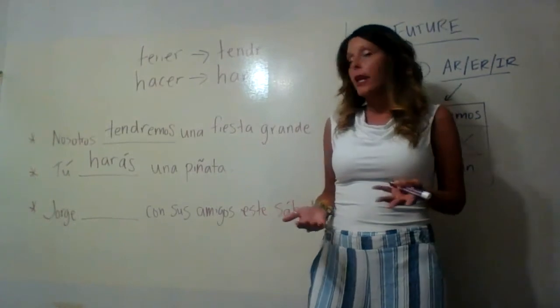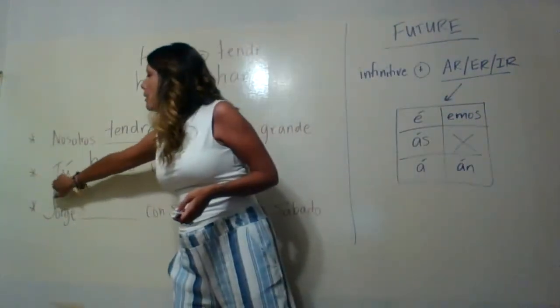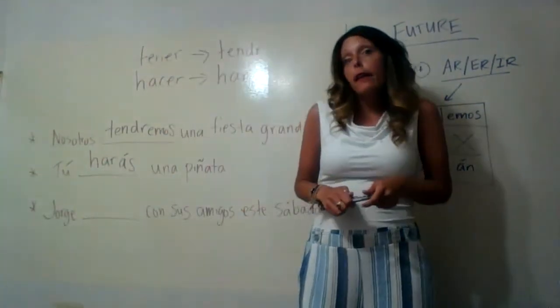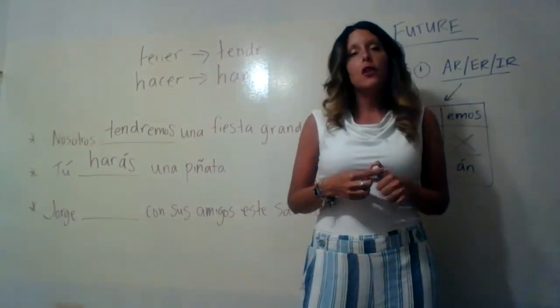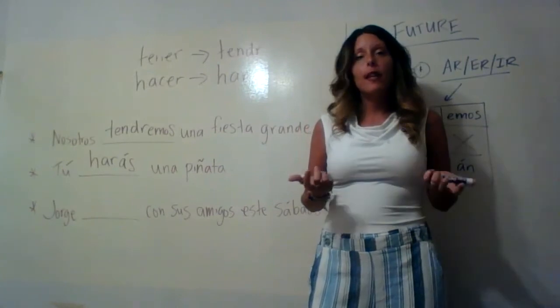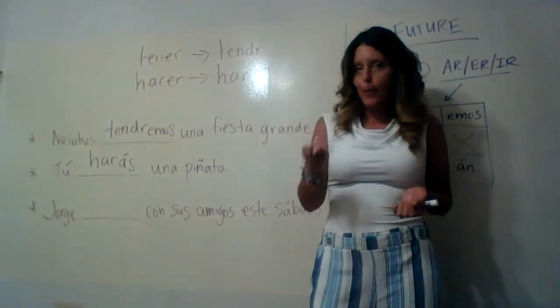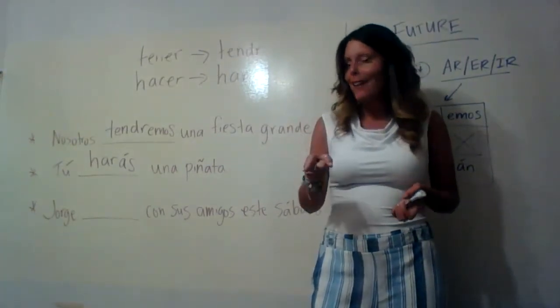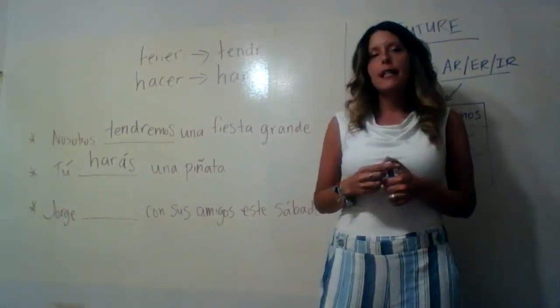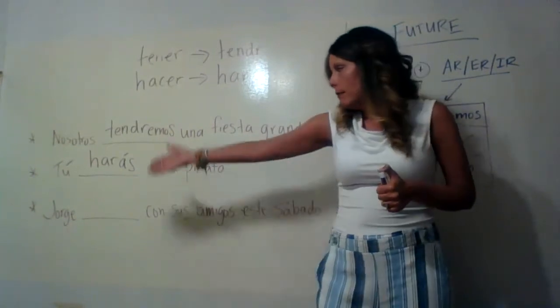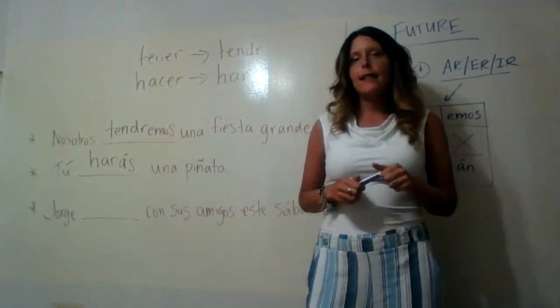And if we wanted to, we could get rid of the subject tú. If we wanted to, we don't have to. And if we did, the sentence would be even shorter. Just simply walking up to somebody and saying, harás una piñata. You will make a piñata. Future tense.